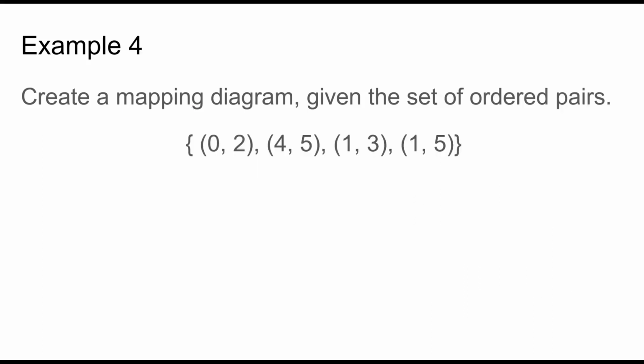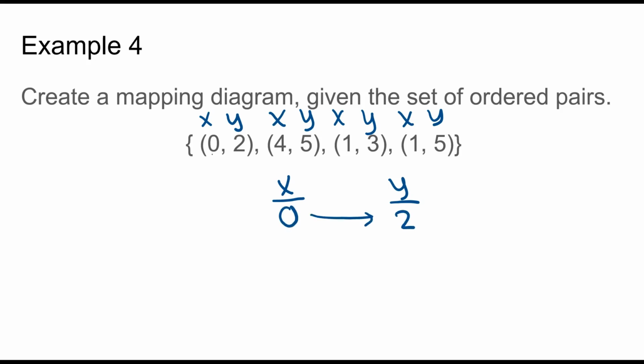Create a mapping diagram given the set of ordered pairs. So maybe you need a reminder that these are all x and y. So our mapping diagram: x, y, input, output. So our map goes from 0 to 2, 4 to 5, 1 to 3. Now I'm at 1 again. I don't need to write it again. So 1 to 5.